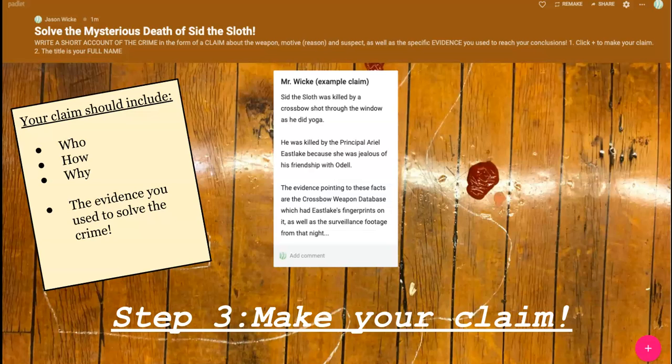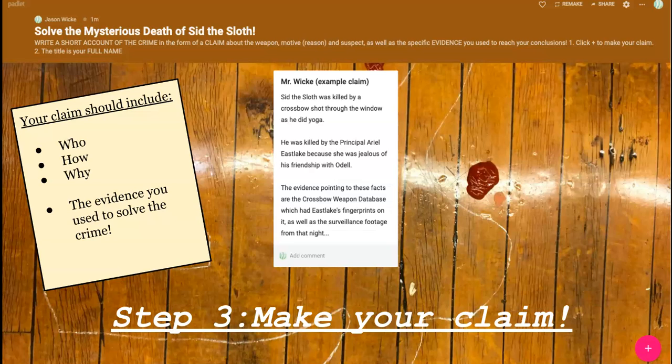And then lastly, step 3 is making your claim. Making your claim is really just saying who you think did this, how did they do it, and why did they do it, and thinking about the evidence that you used to solve the crime. For this purpose, you're going to be using a Padlet, and the link is in the assignment. I've got an example here on the screen of what your claim might sound like. Sid the Sloth was killed by a crossbow shot through the window as he did yoga. He was killed by the principal, Ariel Eastlake, because she was jealous of his friendship with Odell. The evidence pointing to these facts was the crossbow weapon database, which had Eastlake's fingerprints on it, as well as the surveillance footage from that night.